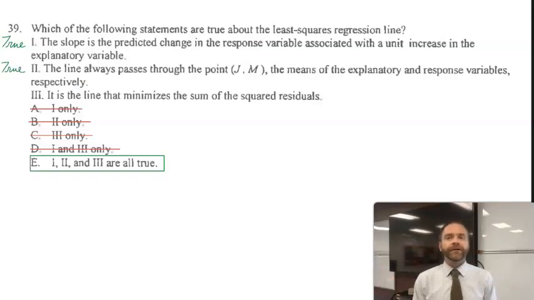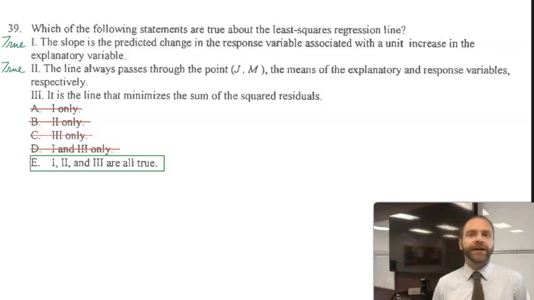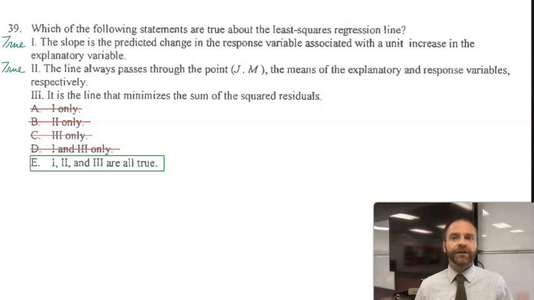Done. However, because I need to know this stuff, I'm actually going to read Roman numeral 3 and figure out if that's true or not, which we know what it is. But even just to talk about why it's there. What is the least squares regression line? It is the line that minimizes the sum of the squared residuals.